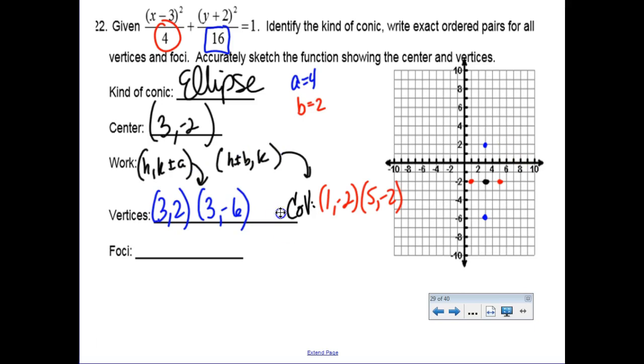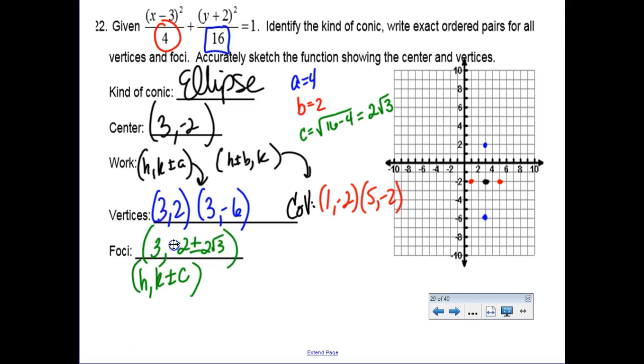And then the foci. That I am going to need to do a little bit of work for because I need to figure out c. Well, for an ellipse, c is the square root of a squared minus b squared, which is straight off your formula sheet. So that's the square root of 12, which is 2 root 3. So the foci formula for the vertical ellipse like this, reading off my formula sheet, is h comma k plus and minus c. So for us, I have no problem with you starting off with that and saying it's 3 comma k plus and minus 2 root 3. And frankly, I'm okay if you just leave it like that.